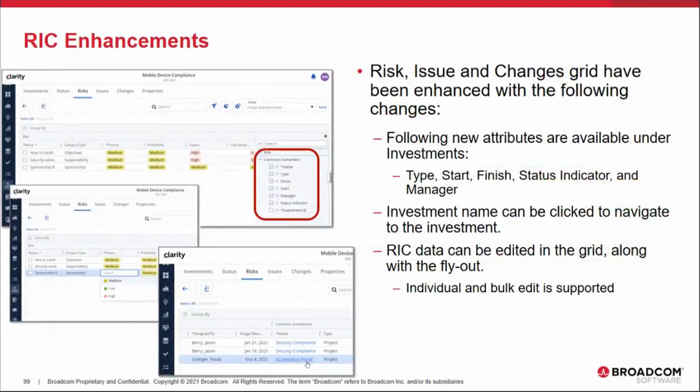The risk, issues, and changes enhancements are primarily focused on adding additional new attributes, which specifically are type, start, finish, status indicator, and manager. These were specific attributes that customers requested to be included here. The investment name can also be clicked on to navigate to the actual investments. And the risk, issues, and changes data can be edited in the grid layout along with the flyout. We also support bulk or individual edits.